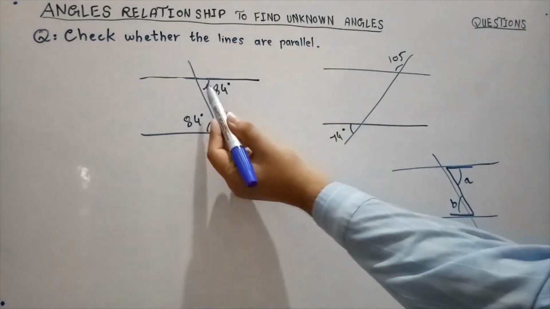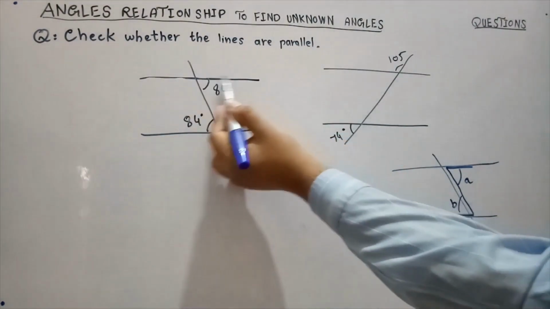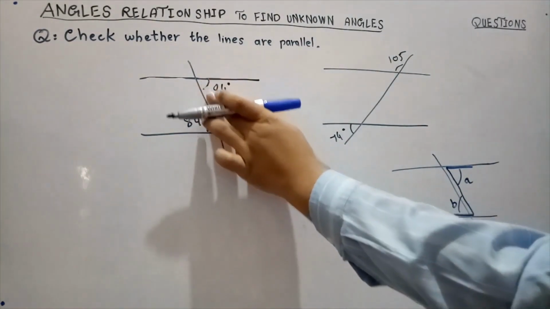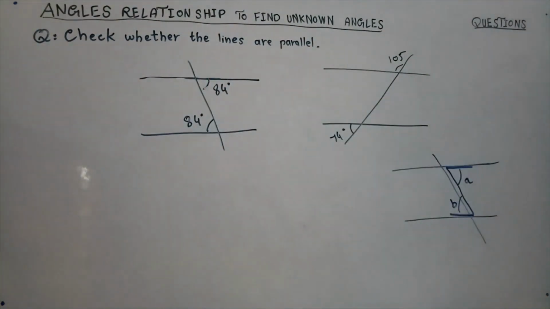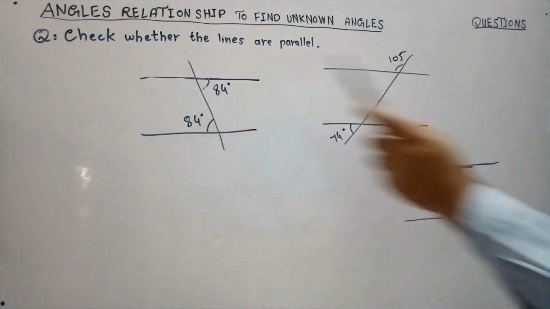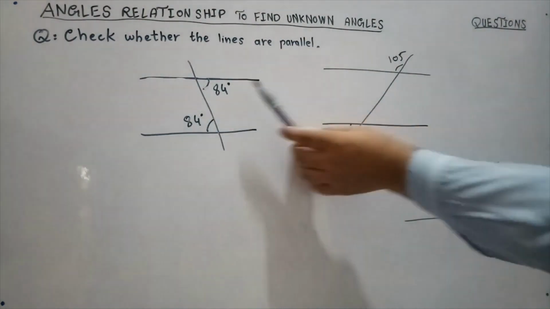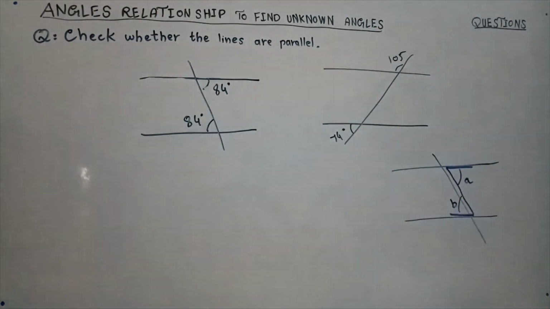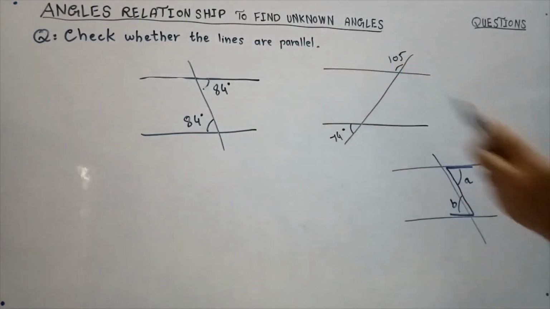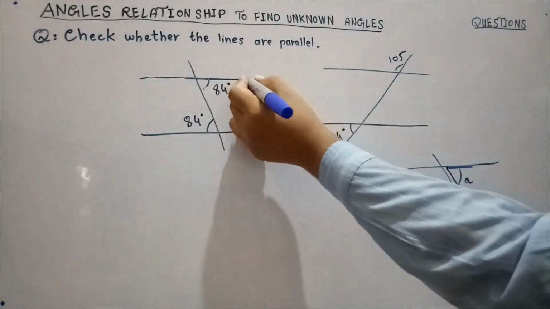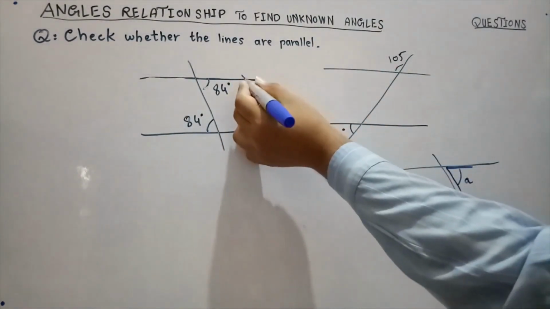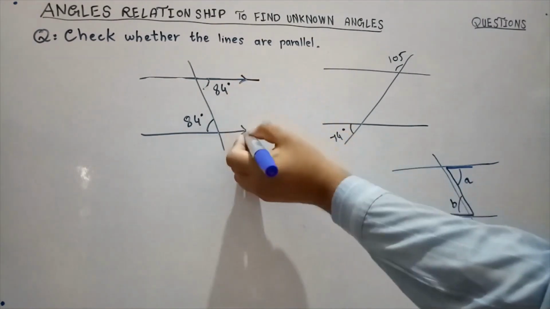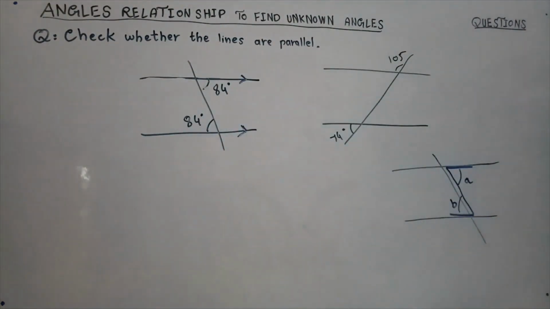So here you can see we will get a Z shape, and we can see that these two angles are equal to each other. 84 is equal to 84, or I can say A is equal to B here. So actually these two are parallel lines. So I can draw this arrow shape. It shows that these lines are parallel to each other. Clear?